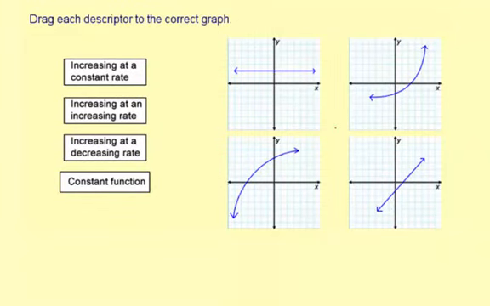Drag each descriptor to the correct graph. So we have 4 descriptions of rate of change patterns and 4 graphs. So let's do this by looking at the graphs, and then we can find the description that matches each graph.